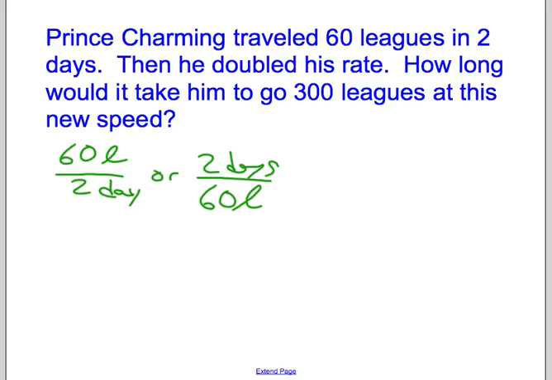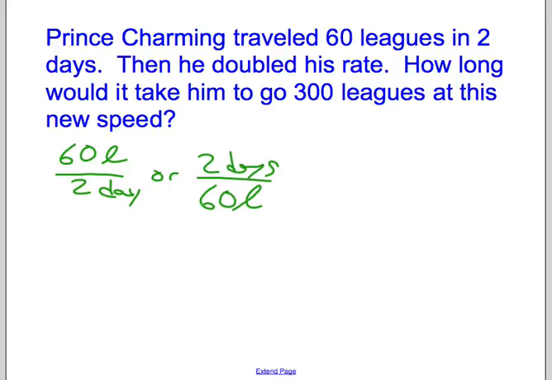It says then he doubled his rate. So if he was able to travel 60 leagues in 2 days, and he doubles that rate, then how far could he go in 2 days? 120 leagues. Do you agree with that? If he was able to go 60 leagues in 2 days and he doubled that, doubles means goes twice as far, right? Then doubling 60 would become 120.